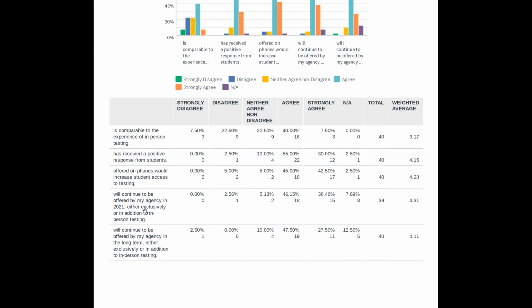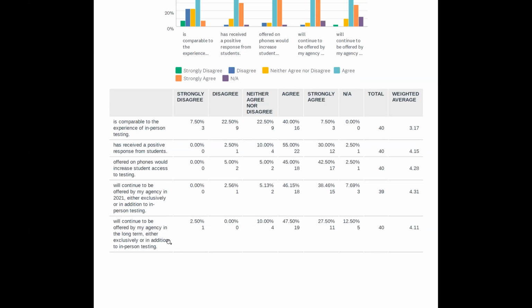Remote testing will continue to be offered by my agency in 2021, either exclusively or in addition to in-person testing. The vast majority agree and strongly agree with that as well, with just one responder disagreeing, for a weighted average of 4.31. So based on our research here, remote testing will continue to be offered in 2021. Remote testing will continue to be offered by my agency in the long term, either exclusively or in addition to in-person testing. Most also feel that to be the case, with 47.5% agree, 27.5% strongly agree, for a weighted average of 4.11. So the biggest difference in agreement among everyone on this call, the educators and participants, is the comparability of the experience to in-person testing.